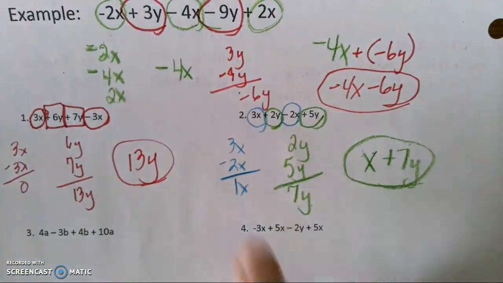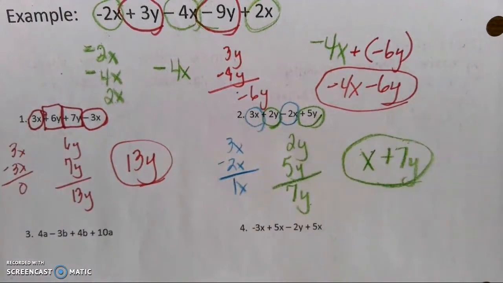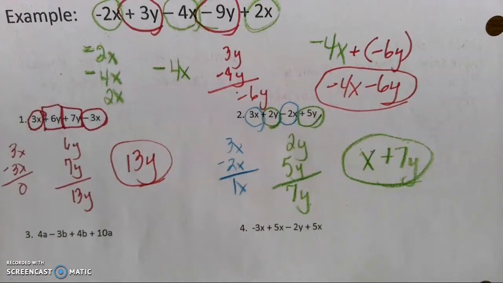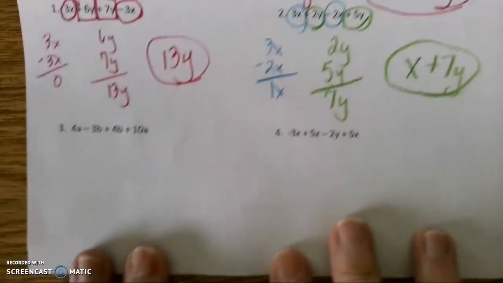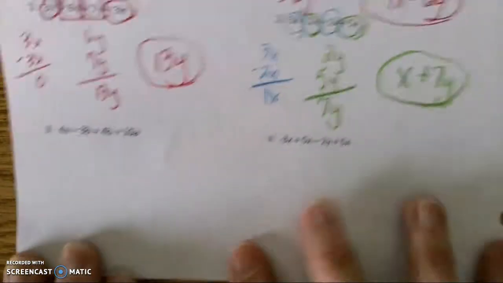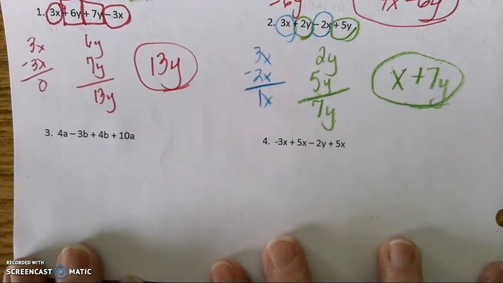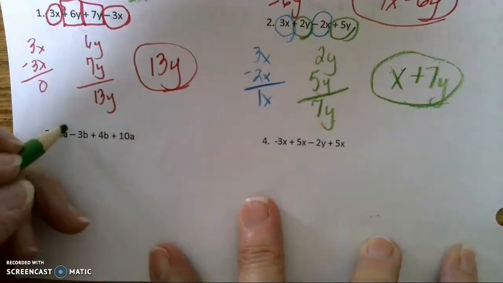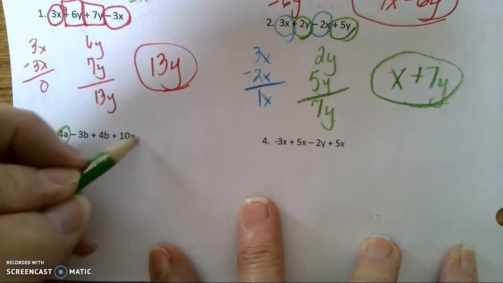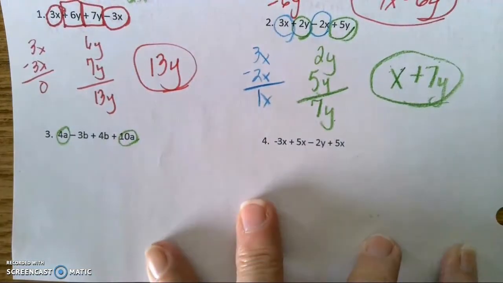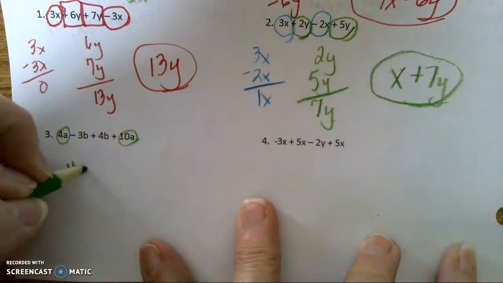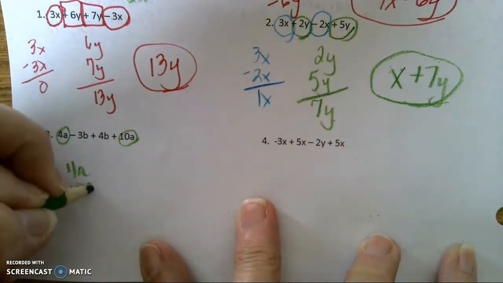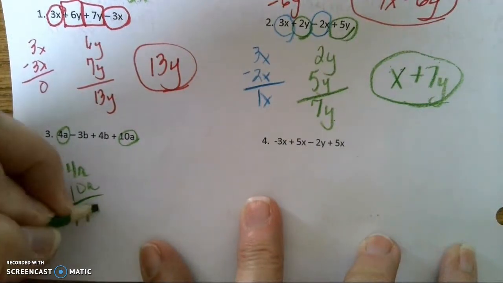Okay. Now, again, you don't have to show the 1 there. 1 times any number is that number. So x plus 7y is that one simplified. Okay, let's look at number 3. So here again, all I'm doing is I am just circling my like terms, and then I'm combining them. So I have a 4a, and I have a 10a. So 4a plus 10a is 14a.